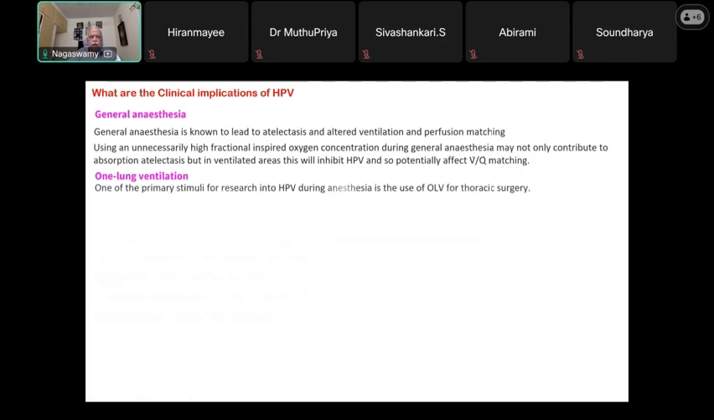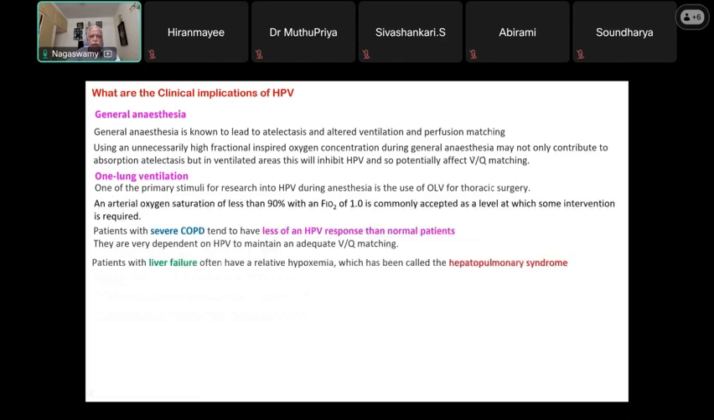And one lung ventilation, all of you would have known by this time that it is very, very important. When we purposely intubate only one lung, the unventilated lung reduces the amount of venous blood coming into the general circulation, mainly by the hypoxic pulmonary vasoconstrictor reflex only. So an oxygen saturation of 90% with FiO2 1 is commonly accepted when you do one lung ventilation.